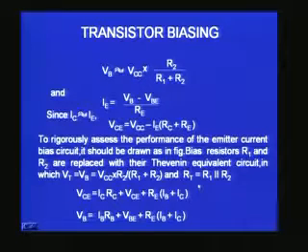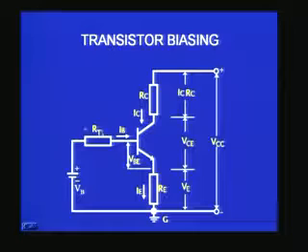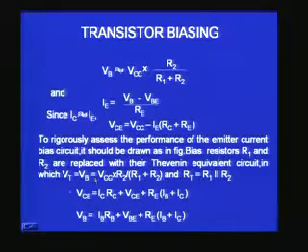VB is VCC into R2 by R1 plus R2, which we have already seen. And what is the Thevenin's equivalent resistance? It is R1 parallel R2. You should short all the power supply and look at that. If you short the power supply, the other end of R1 will also come to the ground, therefore R1 and R2 will both be in parallel, and the effective resistance of the parallel combination of R1 and R2 will be the equivalent Thevenin's resistance. So RT is R1 parallel R2, which is shown here, and VT is VCC multiplied by R2 divided by R1 plus R2.